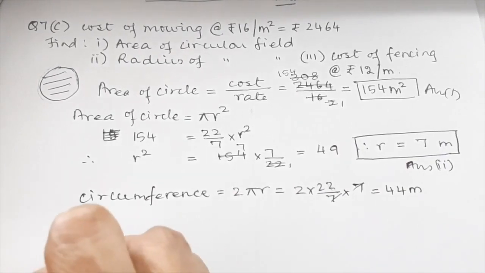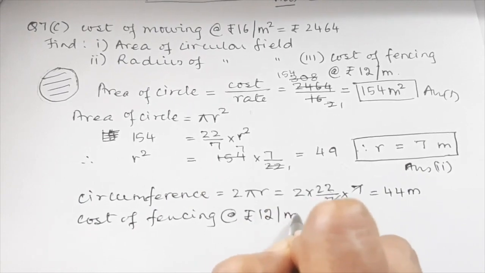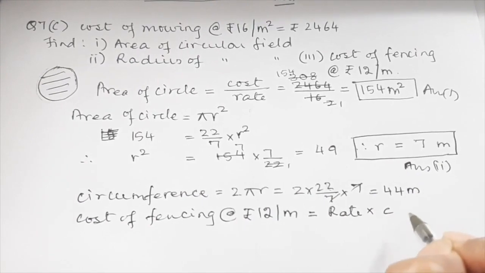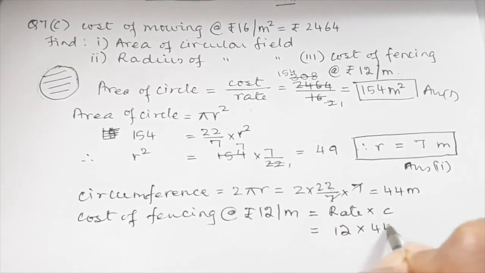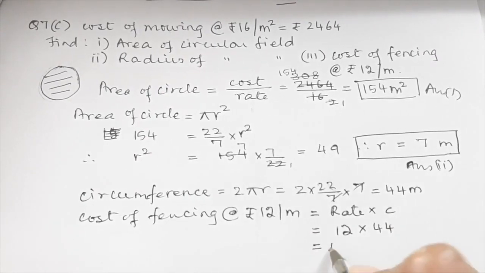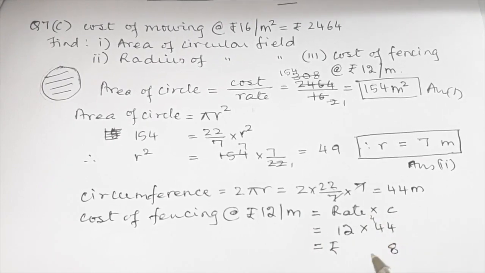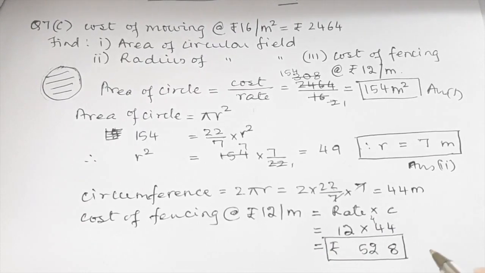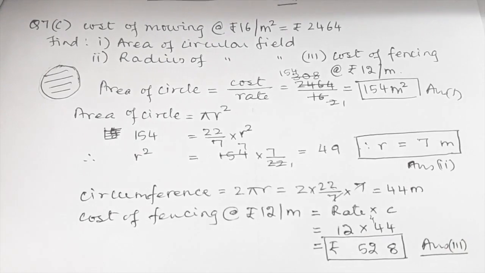And so the cost of fencing at the rate of rupees 12 per meter will be equal to rate multiplied by the circumference. That will be equal to 12 multiplied by 44. It comes out to be: 12 fours are 48, carry 4, 12 fours 48 and 4 is 52. So we have 528 rupees, and that is our answer 3. So we have finished with question number 7.